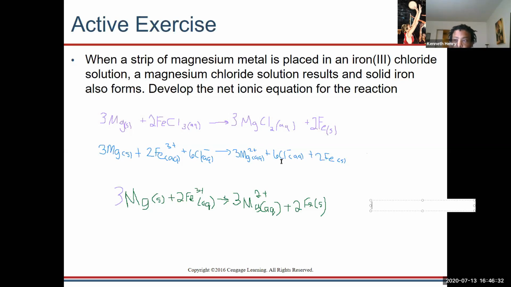Exactly the same form. Where the magnesium is going from magnesium solid to magnesium 2 plus aqueous. So it's going from a metal to an ion, and then that's the same thing with the iron. The iron is going from an ion to just the metal itself, a neutral metal. Okay?